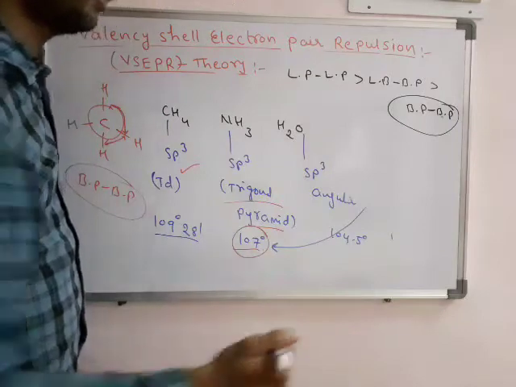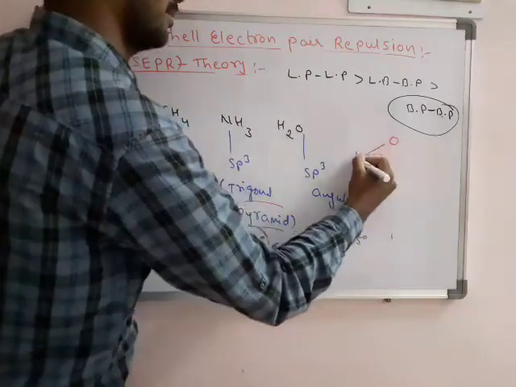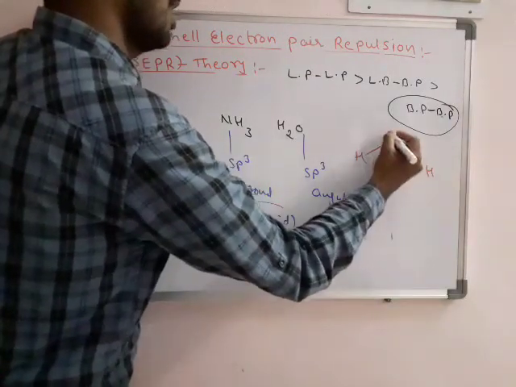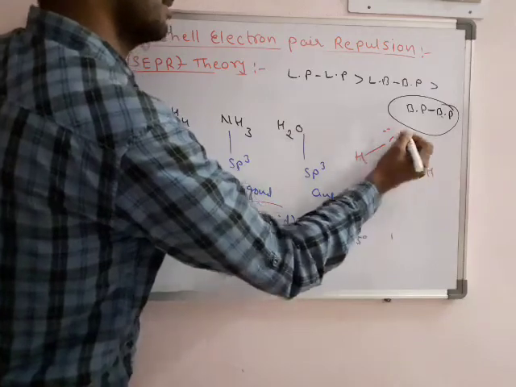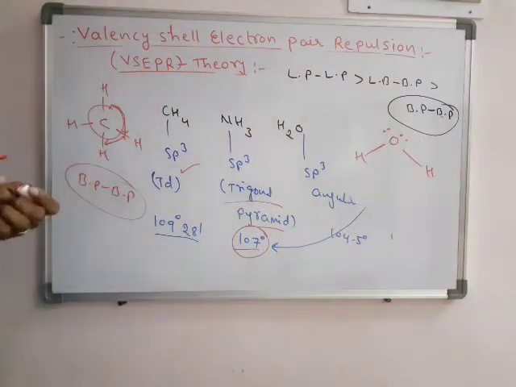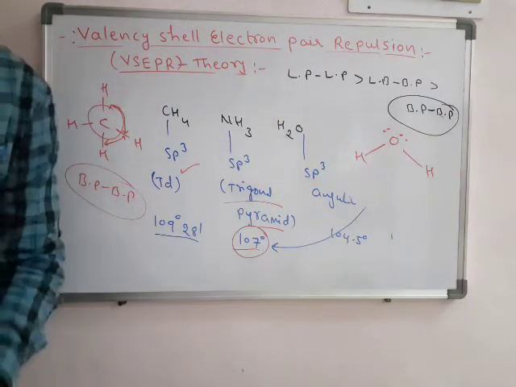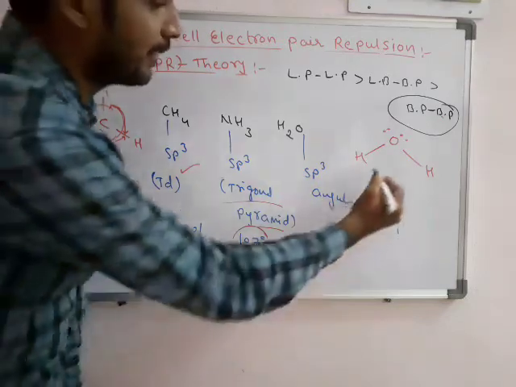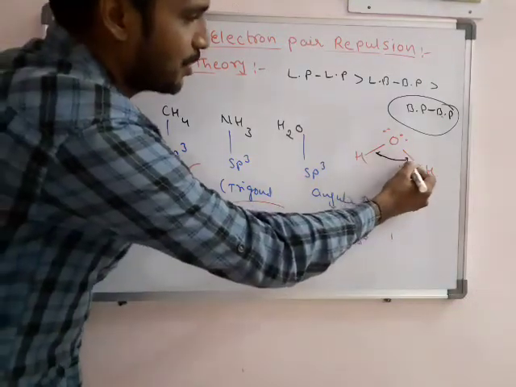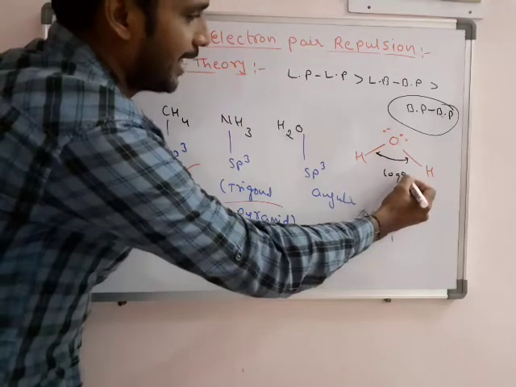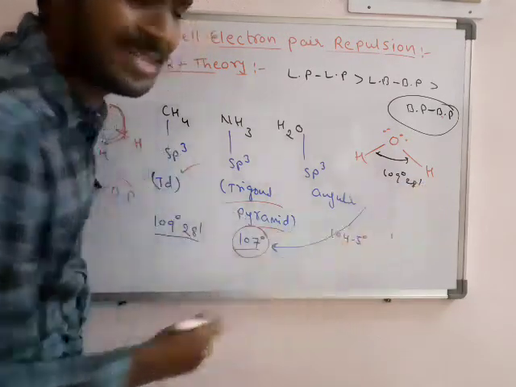In H2O, we know that it is like this, H2O. Here two lone pairs are present and oxygen undergoes sp3 hybridization. So because of sp3 hybridization, we expect a bond angle of 109 degrees 28 minutes.